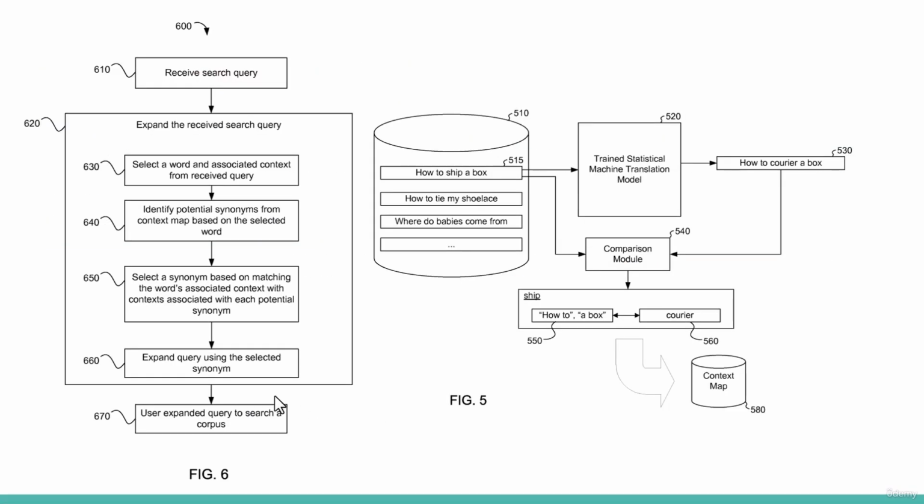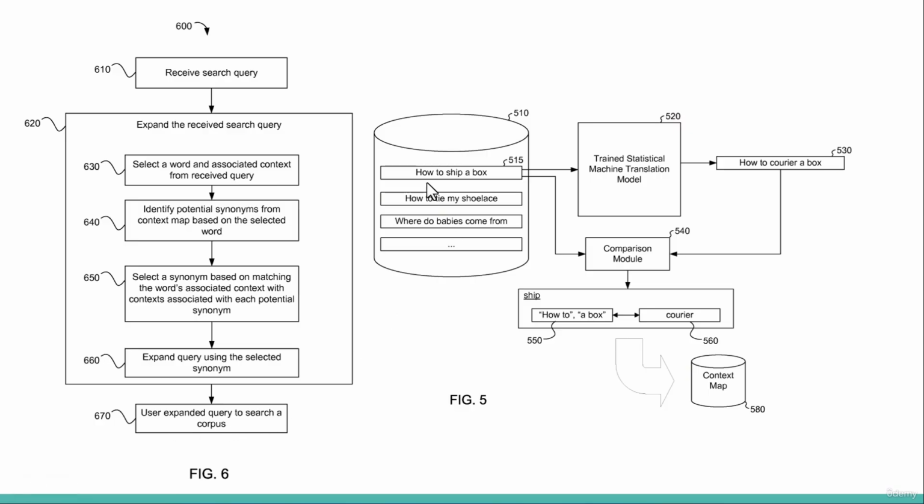Now here you can see its patent: receive a search query, expand the received search query, select a word and associated context from the received query. Next is identifying potential synonyms from the context map based on the selected word. After that, select a synonym based on matching the word's associated context with the context associated with each potential synonym. Then expand the query using the selected synonym. Finally, use the expanded query for a search purpose.